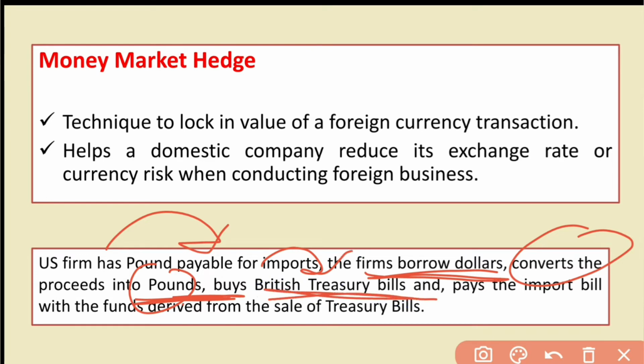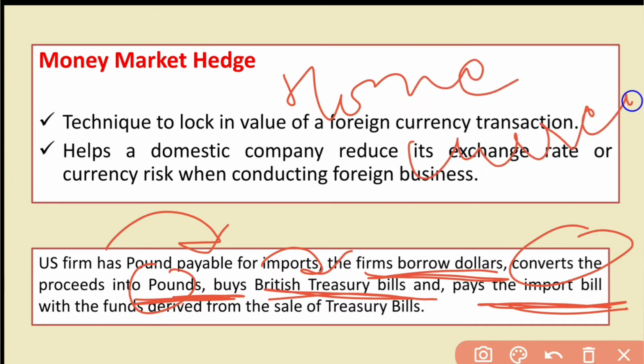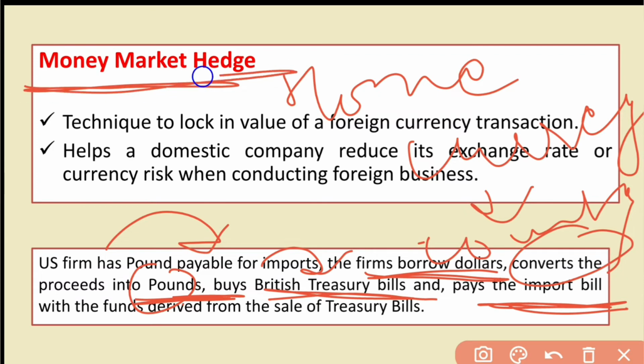It can invest in any of the money market instruments, and then whatever is the gain or loss out of that, the bill will be paid by the firm, right? So the firm first takes the loan in the home currency, then converts it into the other country's currency, and finally invests in the money market instruments, and the resultant amount is used to make the payment to the exporters.